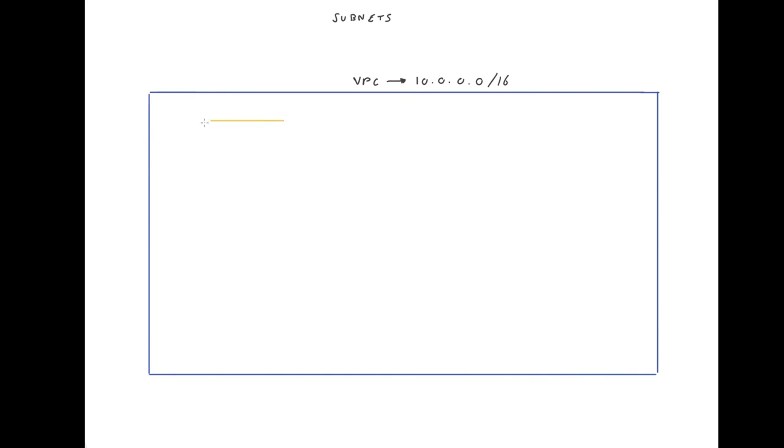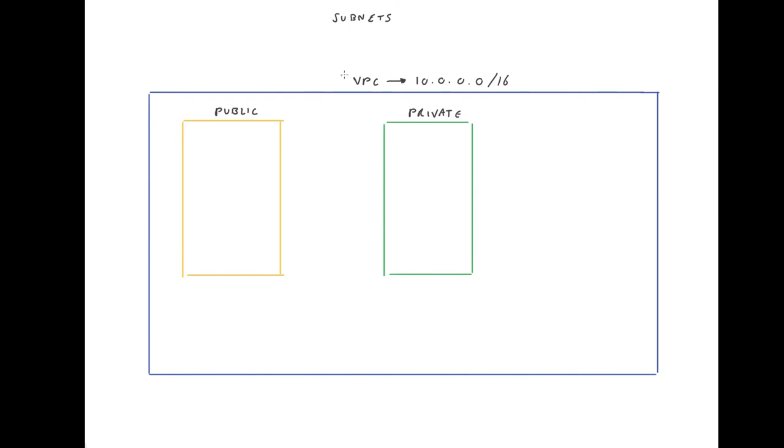Now, in this section, I want to talk to you about public subnets and also private subnets. So let's just create a public subnet there and also a private subnet here. This yellow one can be our public subnet and the green one can be our private subnet. Now, similarly, when we create a VPC, we need to give it a CIDR block range. We need to do the same with our subnets as well. So let's say, for example, this is 10.0.1.0/24. Now, this range of addresses sits within this bigger CIDR block here. And then this private subnet can be 10.0.2.0/24. And again, this CIDR block sits within the bigger VPC CIDR block.